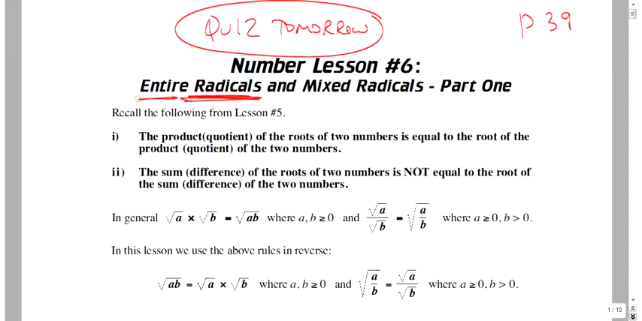Okay, entire radicals and mixed radicals. This is kind of like fractions. An entire fraction, well, let's make it improper. That's an entire fraction. If I make that a mixed fraction, how many times does that 2 go in that 9? 4. And I have how many left over? Okay, so that's an entire fraction. I'm going to convert it to a mixed fraction.